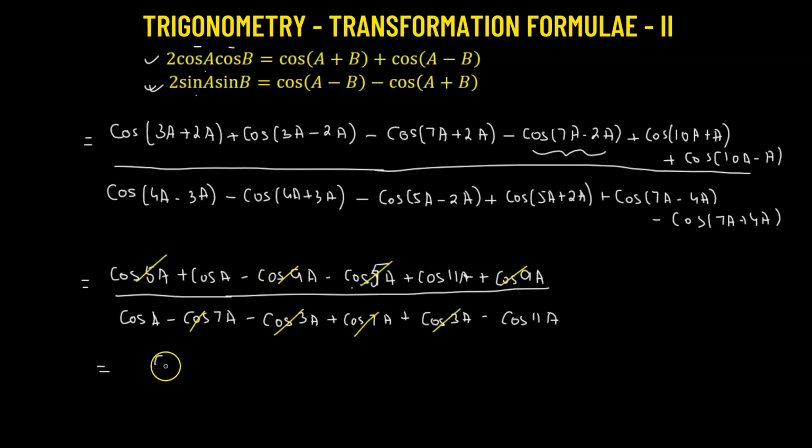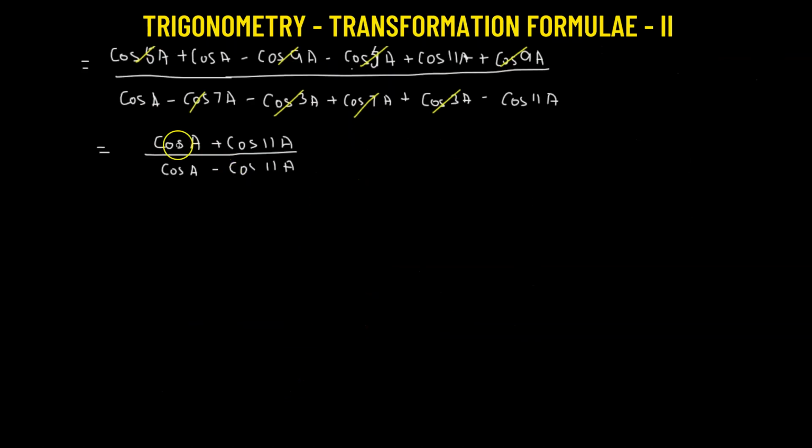Now we are left with cosine of a plus cosine of 11a in the numerator. And in the denominator, we have cosine of a minus cosine of 11a. So we are left with the sum of two cosine functions in the numerator and the difference of two cosine functions in the denominator. So we'll use the other transformation formula, which transforms the sum or difference of trig functions to their respective products. So let's state those transformation formulas.